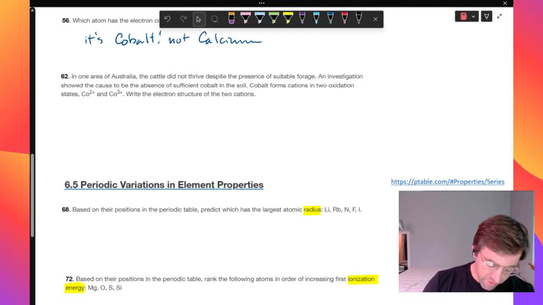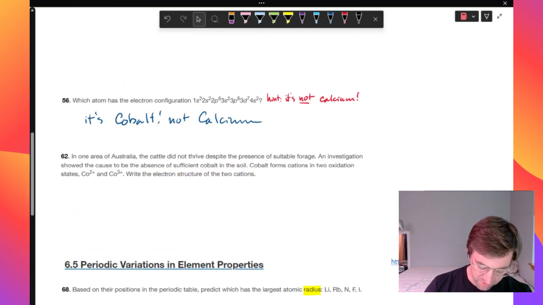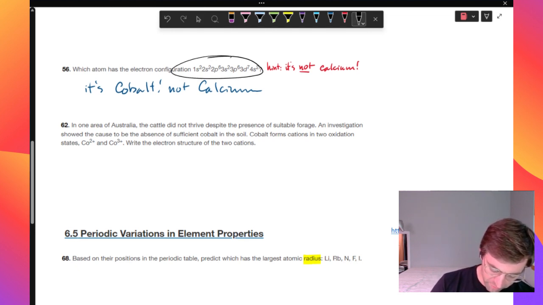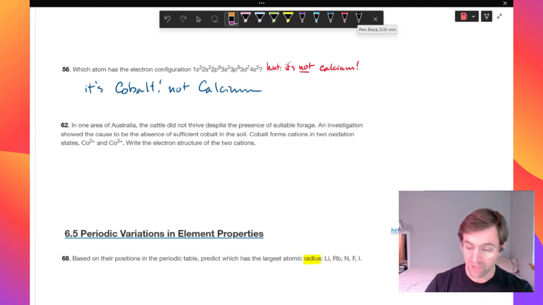Number 62. In one area of Australia, the cattle did not thrive despite the presence of suitable forage. An investigation showed the cause to be the absence of sufficient cobalt in the soil. So there's an insufficiency of cobalt. Cobalt forms cations, so positive charge, in two oxidation states, cobalt 2 plus and cobalt 3 plus. Write the electron structure of the two cations. Well, how nice of them to have already written, if incorrectly, the electron configuration of cobalt in its ground state.